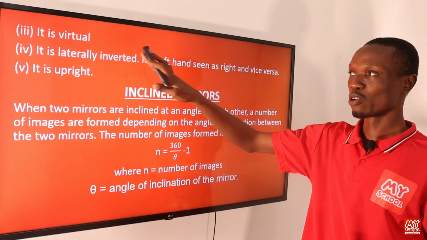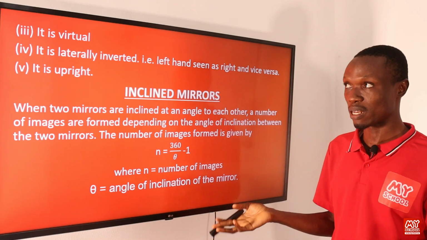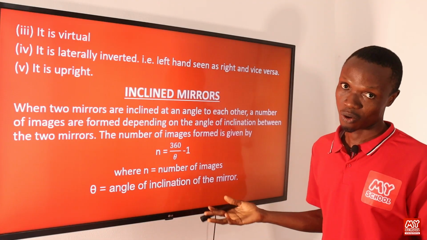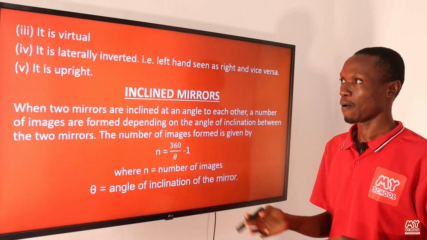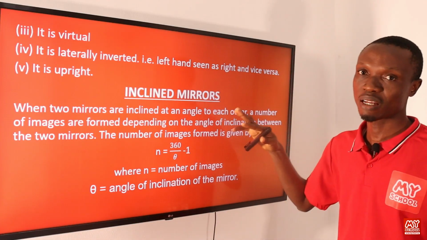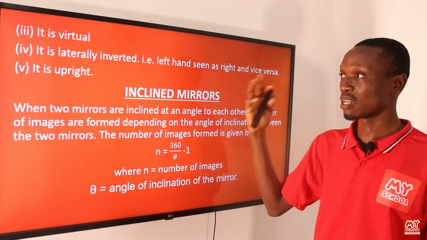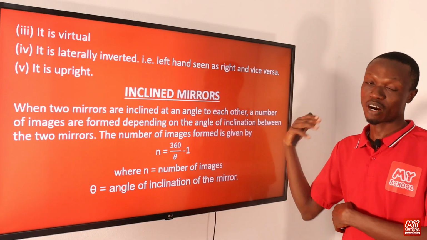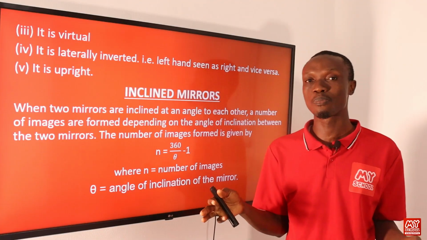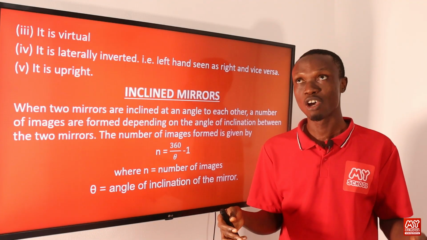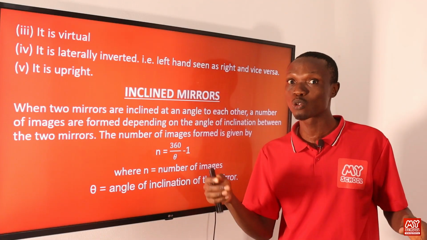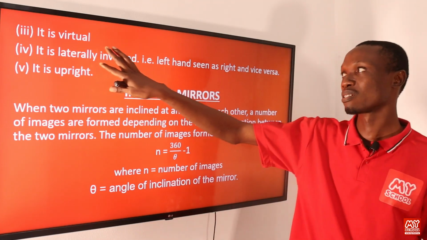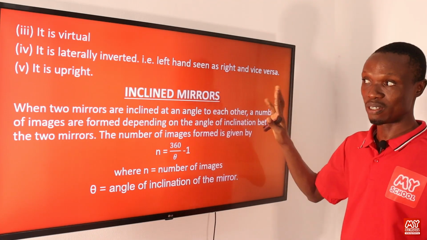Three, it is virtual. When we say something is virtual, we've already defined that before. We are saying it is not real, that is, it cannot be caught on a screen, and light rays cannot pass through it. Then four, it is laterally inverted. When we say it is laterally inverted, we are simply saying that the left hand is seen as right and vice versa. Say an object is in front of the mirror, the left hand of the object is going to be the right hand of the image produced by the mirror.